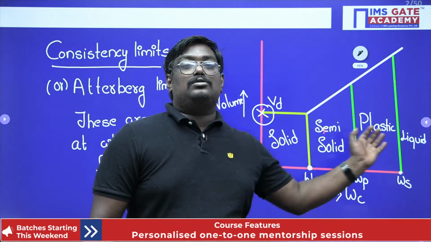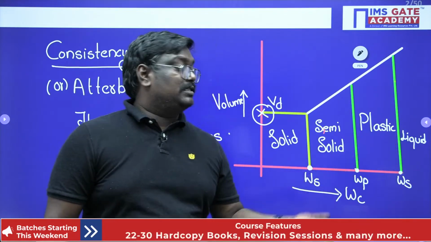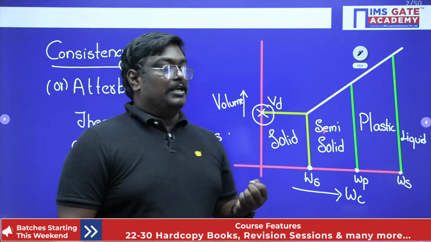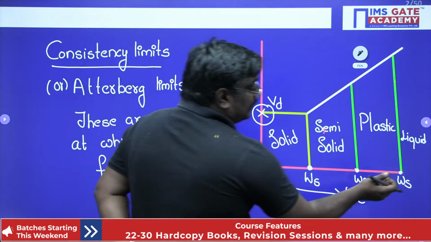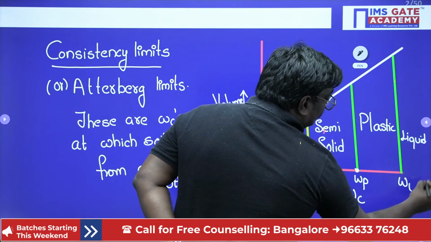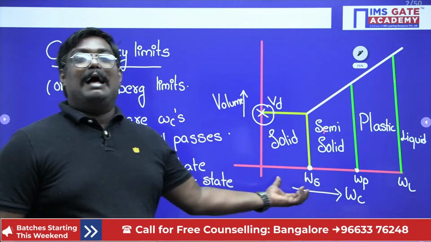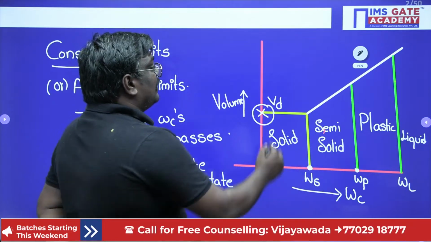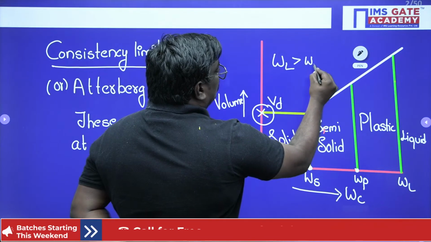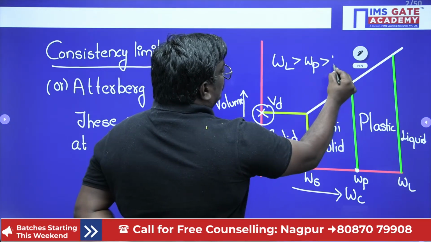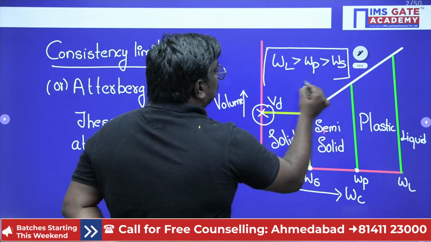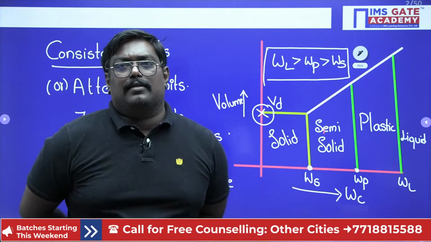Similarly, if it crosses the plastic limit, it will be in the plastic state. And if it crosses the liquid limit, then it is called the liquid state. Sorry, I have written it wrong, one second, students. Here you have to write it as liquid state. So from the graph, it is evident that liquid limit is greater than plastic limit, which is greater than shrinkage limit.